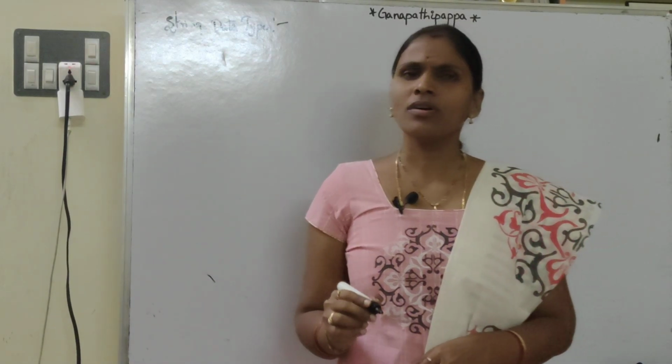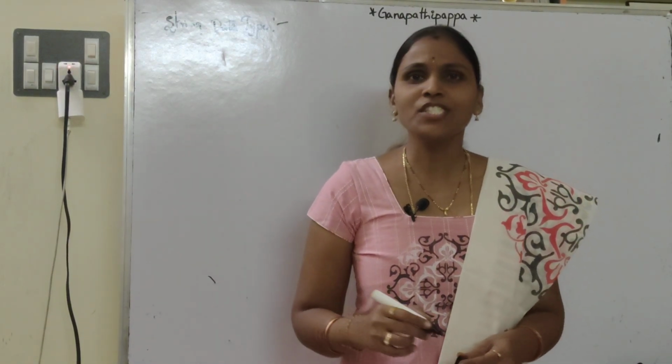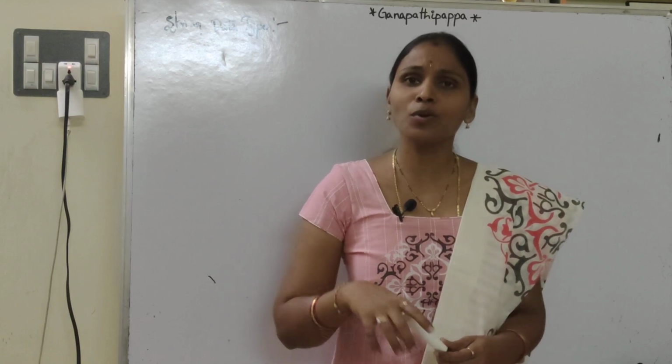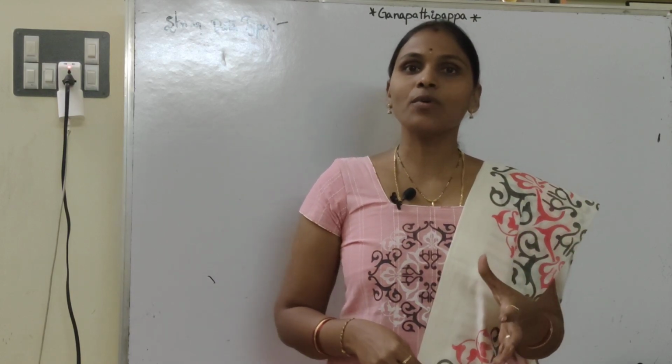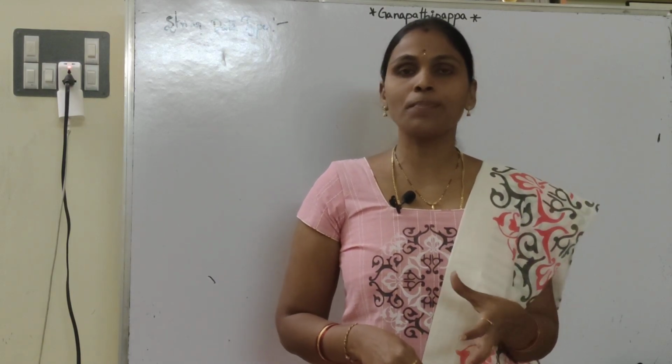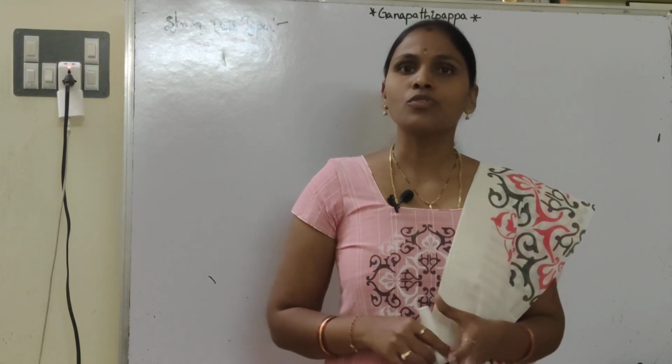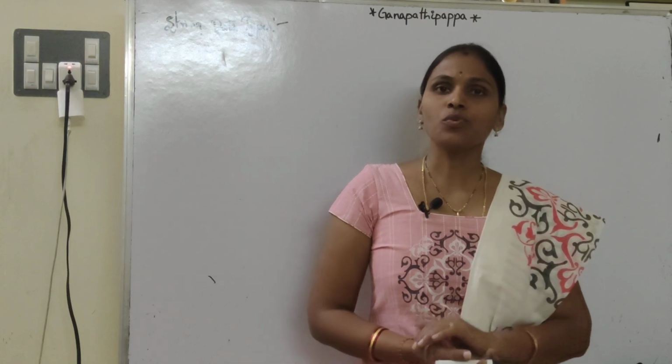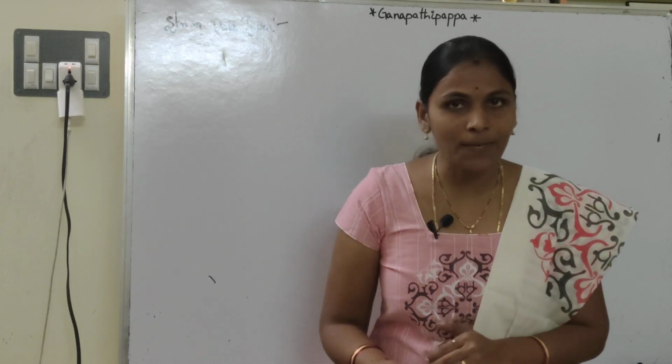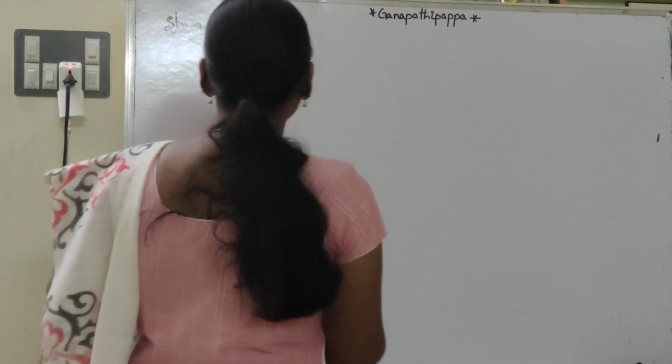String data type. What is string? Any sequence of characters enclosed within a single quote or double quote or triple single quotes or triple double quotes is called string. Strings are divided into three types. First one is a single line string, second one is multi-line string, third one is doc string. First we will see single line string.